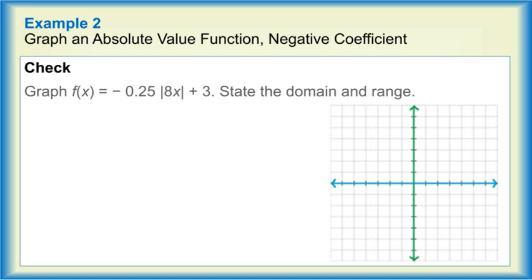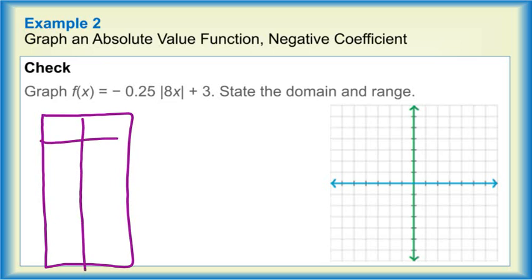Next, graph f of x equaling -0.25 times the absolute value of 8x plus 3. Again, we're going to draw a table of values here. Again, if you want to put it in your calculator to come up with your table, you may do that.